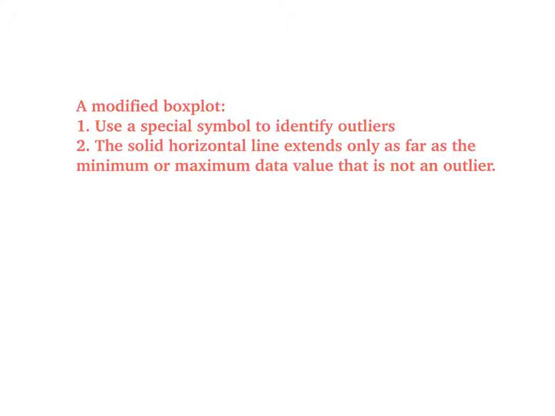Okay, modified box plot, it's going to look like this. We're going to use a special symbol for our outliers, maybe an asterisk or something like that, even a big dot or something that just is not connected. The solid horizontal line on our box plot goes only to the max and min. It doesn't make it all the way to the outlier. The outlier stands out there all by itself.